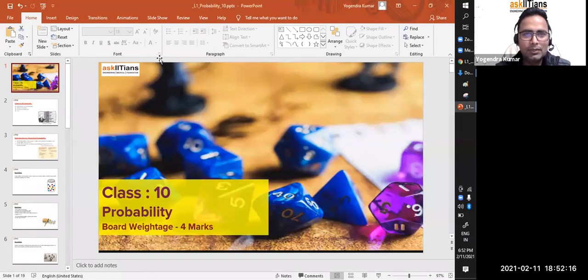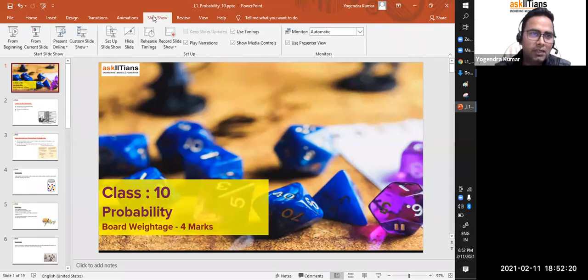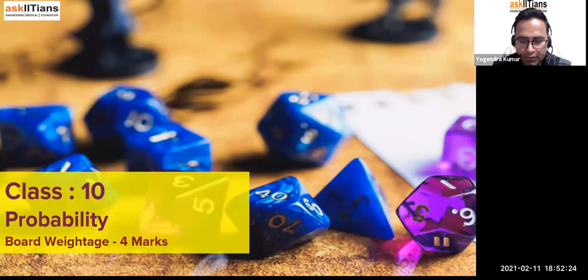Today we are going to do the probability chapter, which comes in your final exam for almost 4 marks. It has a board weightage of 4 marks, so this is a really important chapter. You can easily expect one long answer and one short answer question. It is a pretty simple chapter, and I hope you can score full marks in the final exam. Let's understand this; you'll find it much easier.